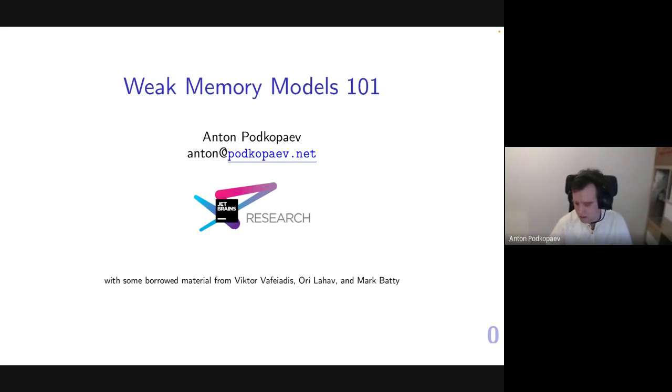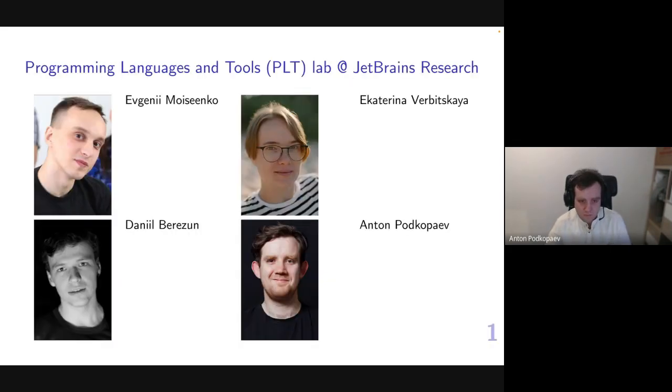Let's start. Before we go into the topic of today's seminar, I would like to present the seminar series a bit and our lab. This is a seminar series related to the programming languages and tools lab at JetBrains Research. On the display, you can see the current staff of the lab. We have 4 researchers in the lab.